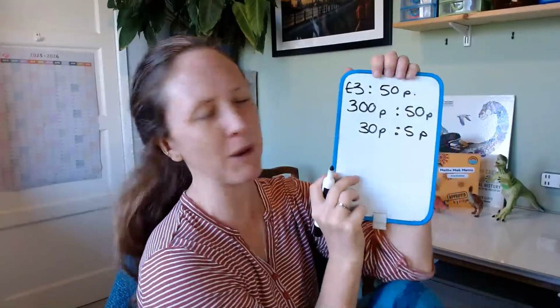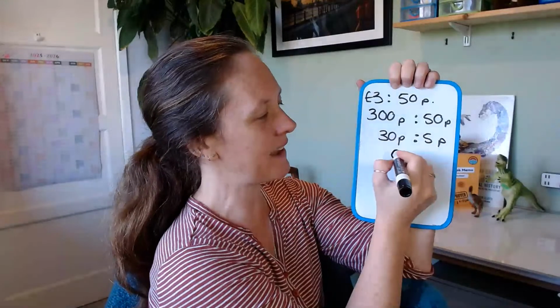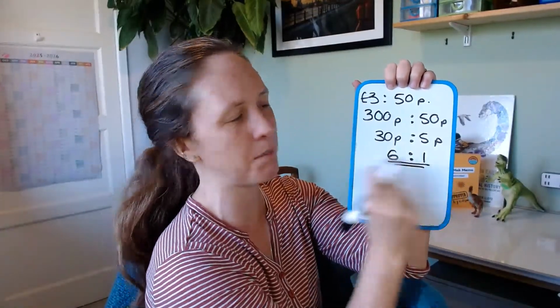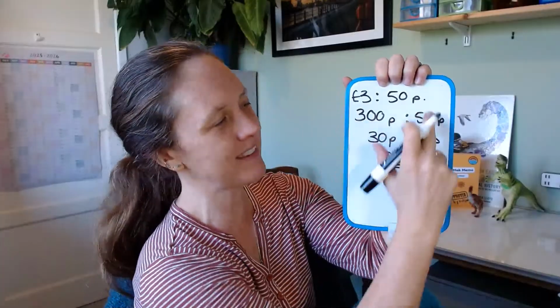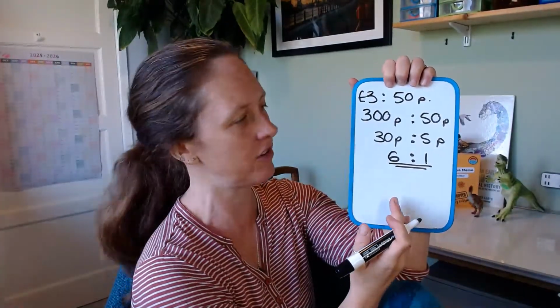And then I spotted both of those are in the 5 times table, so I divided both by 5. That gave me 6 pence to 1 pence. And I didn't need to write the pennies after that. As soon as they're in the same units, I can drop the units with ratio because it's just the relationship.